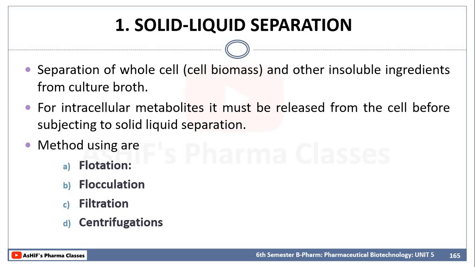So first we will separate the whole cell and other insoluble ingredients from the culture broth, and for an intracellular metabolite, it must be released from the cell before subjecting to the solid separation.